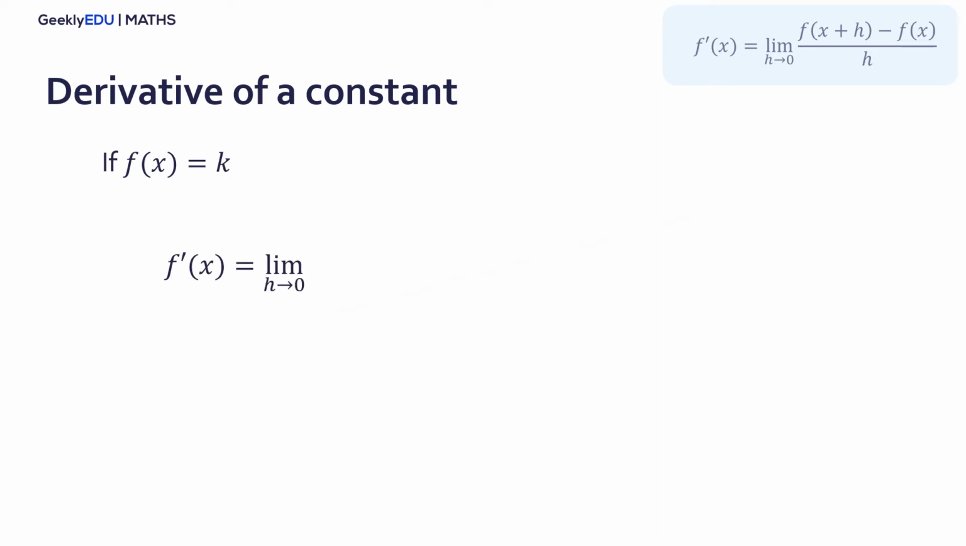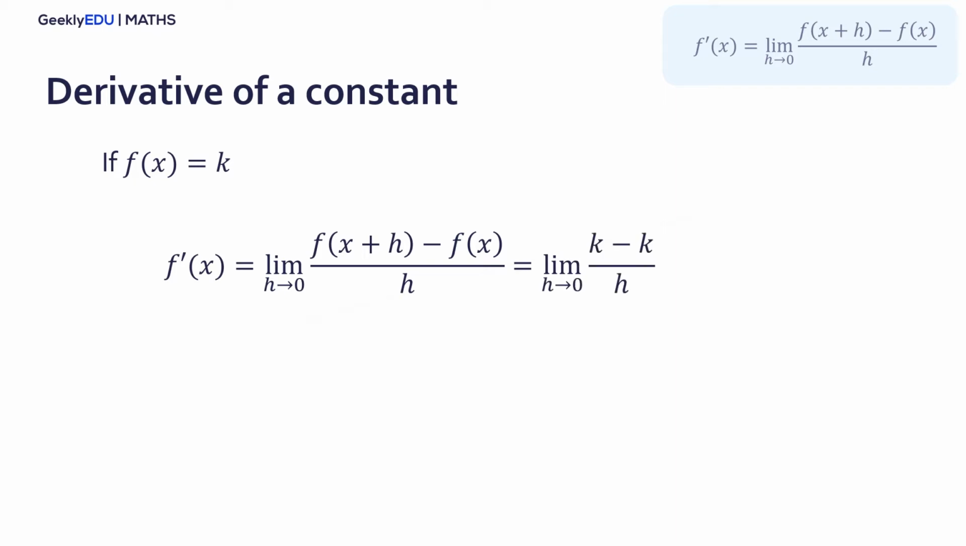To derive a constant function, f(x) equal to k, we will use the definition of the derivative and substitute the function equal to k in the definition. Since this function doesn't change with respect to x, the numerator is equal to 0, and the limit is also equal to 0. Therefore, rule number 1 says that when a function of x is equal to a constant, the derivative of the function is a new function equal to 0.